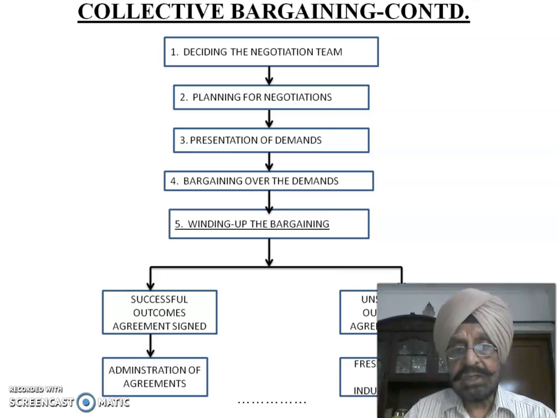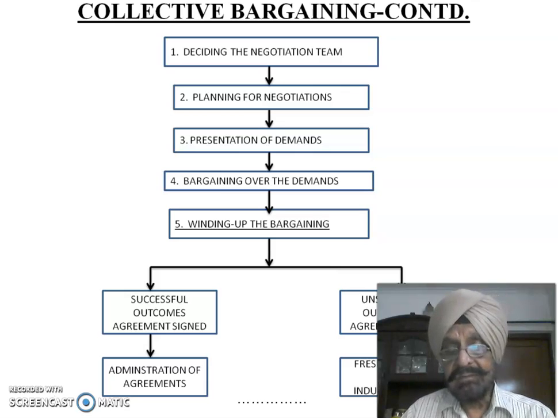Once that presentation takes place, then there are negotiations on that, and then bargaining over the demand. Naturally, there will be more and more demands from the employees union and as little as possible to be given by the management. Then winding up the bargaining. After the bargaining is over, if the outcome is successful, the agreement is signed and administration is in agreement. If it is unsuccessful, then the outcome may be no agreement, but fresh negotiations, or some dispute may take place also. So this is the procedure.